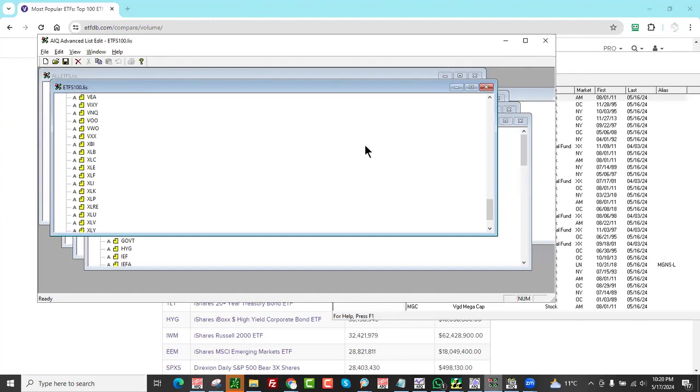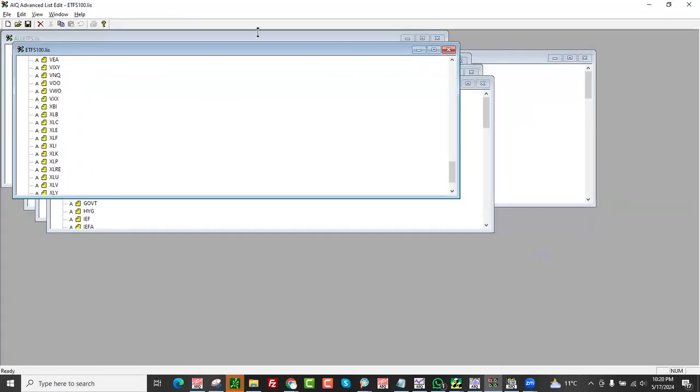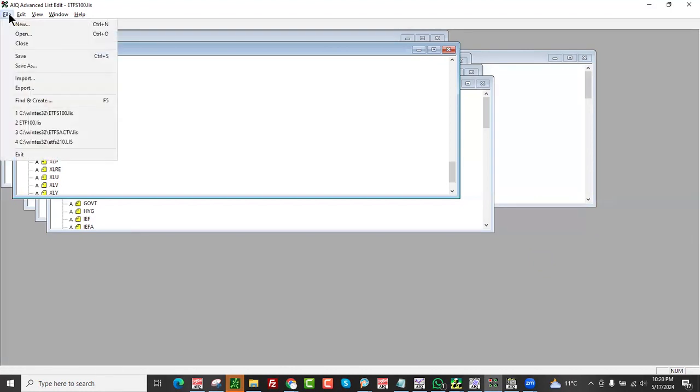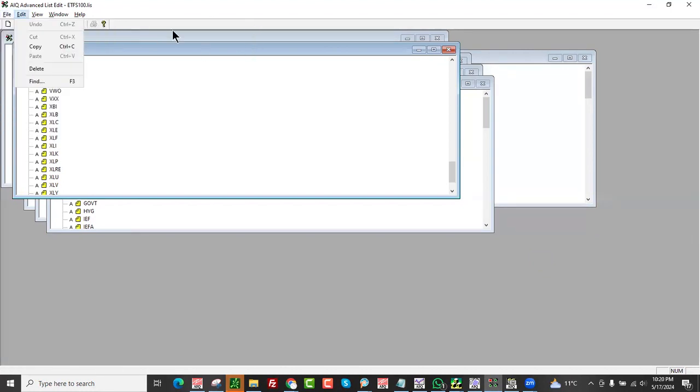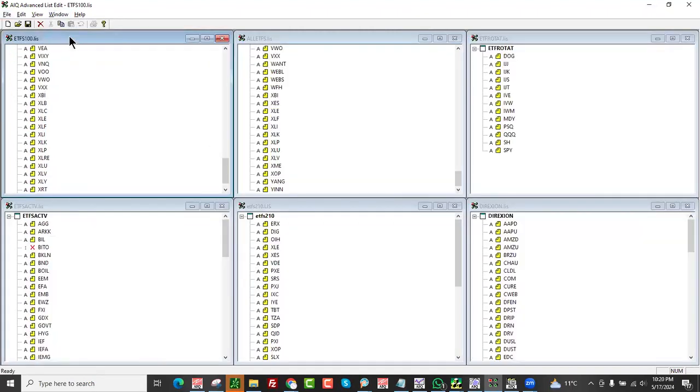I'm going to open a second copy. But many of you may not have been in here. Advanced List Edit. You can see here I've got a few screens open. I'll just blow this up a bit. What you can do in here is you can open up different lists, more than one list, which as you can see here, I've got several. I will change icons so you can see them better. So I've got several different lists I've opened here, ETF lists that I have within the system.